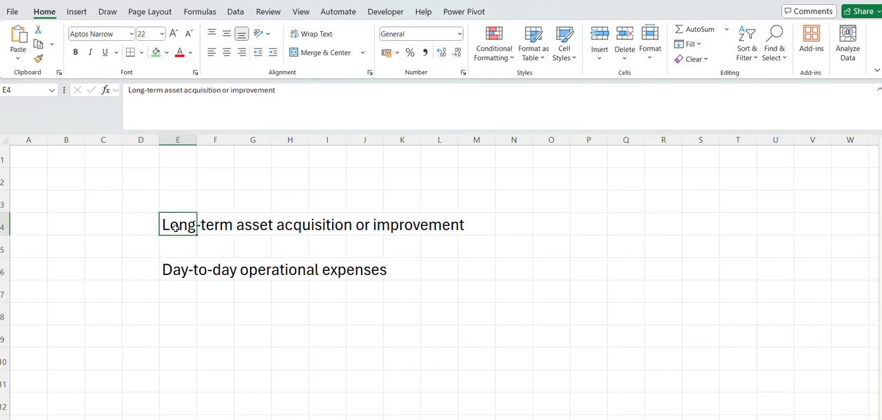So long-term acquisition or improvement, this is what? Capital expenditure. And also the day-to-day operational expenses, if you spend to meet the day-to-day operational expenses, this is what we call revenue expenditure. And it is this key difference which will help you to build the income statement and the balance sheet. Right, so let's look at the transactions.